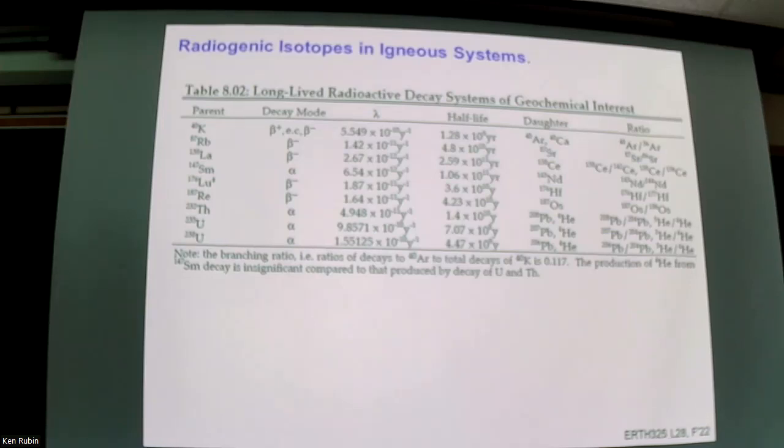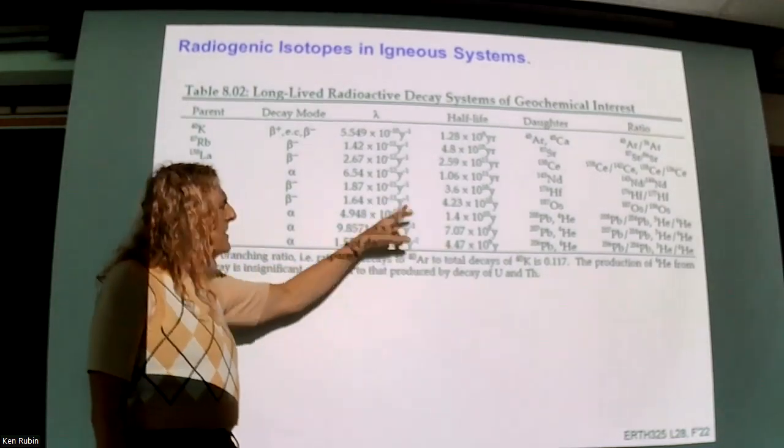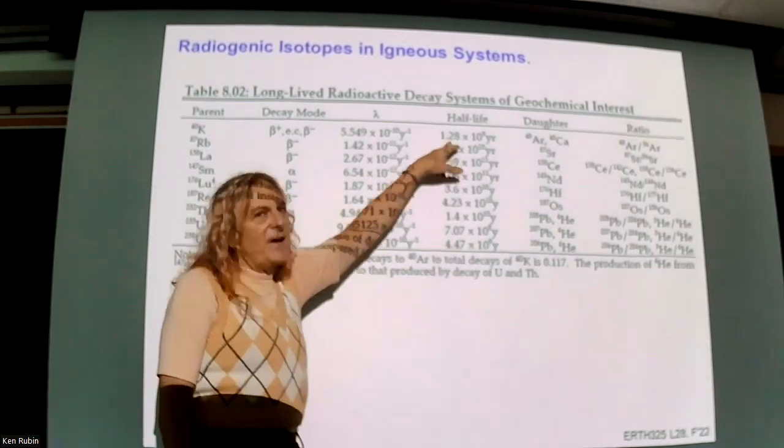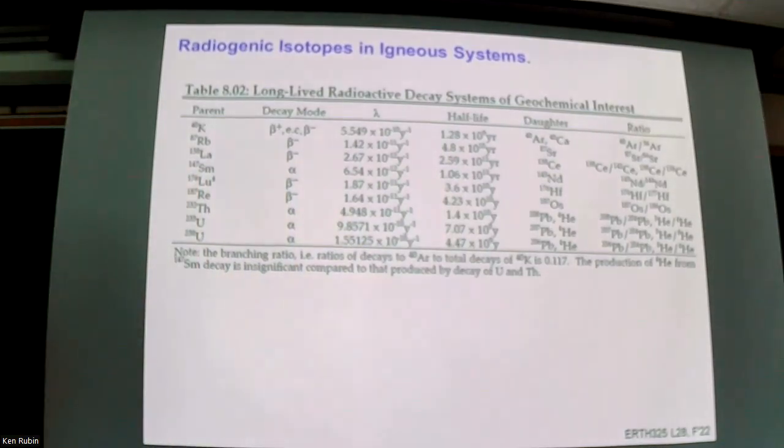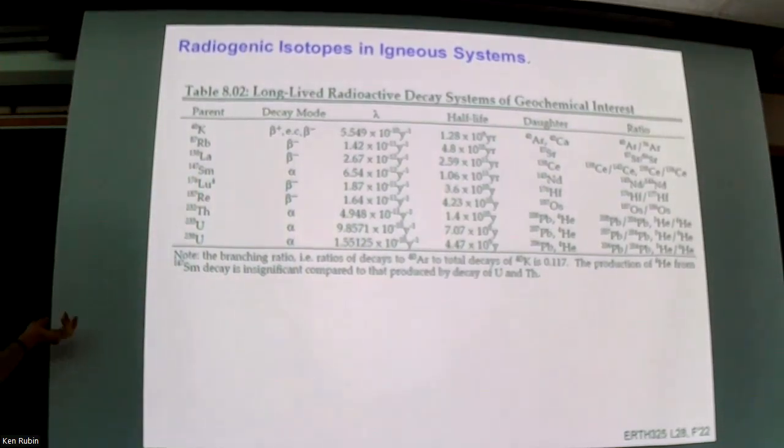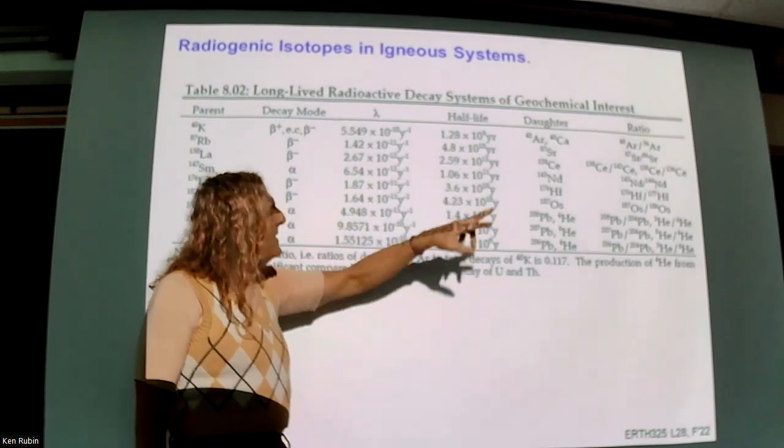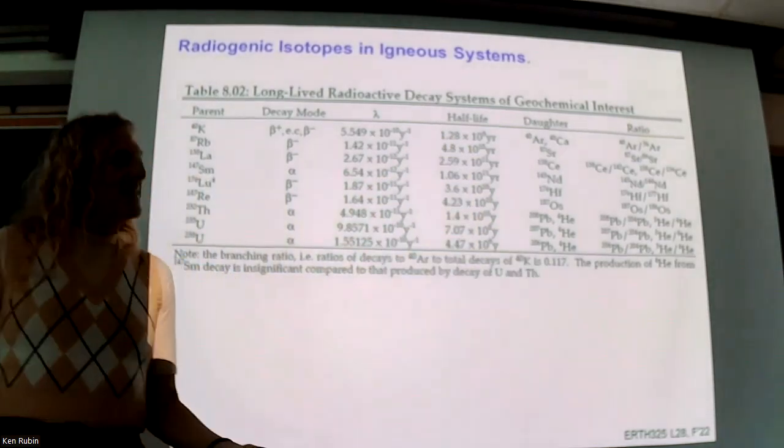And the thing I want you to focus on here are these half-lives, right? The lambdas and the half-lives are here. But if you look in this table of half-lives, look at how long all those are, right? Those are all 10 to the 9th, which is a billion years, right? 10 to the 10th is 10 billion years.